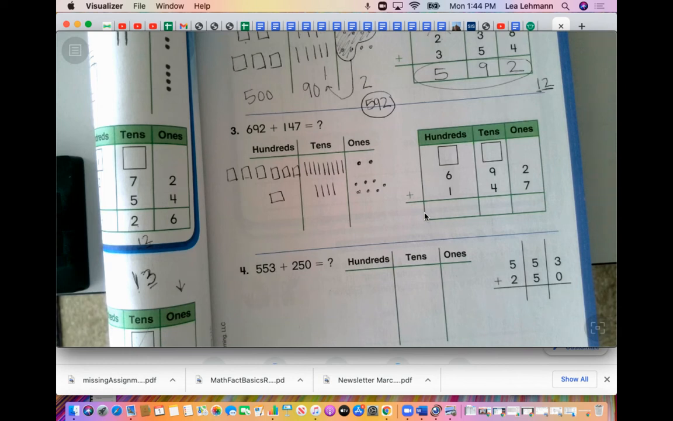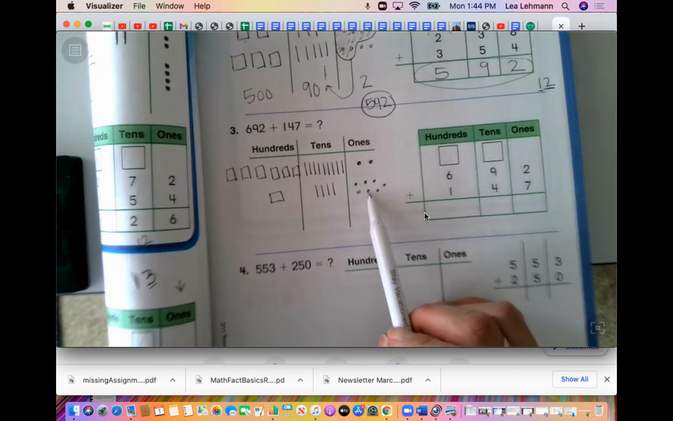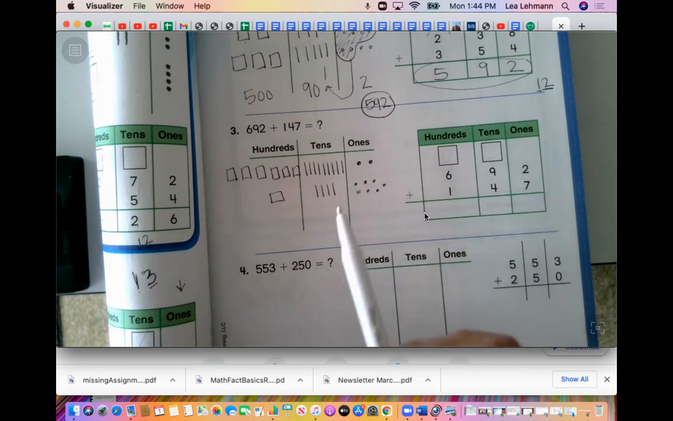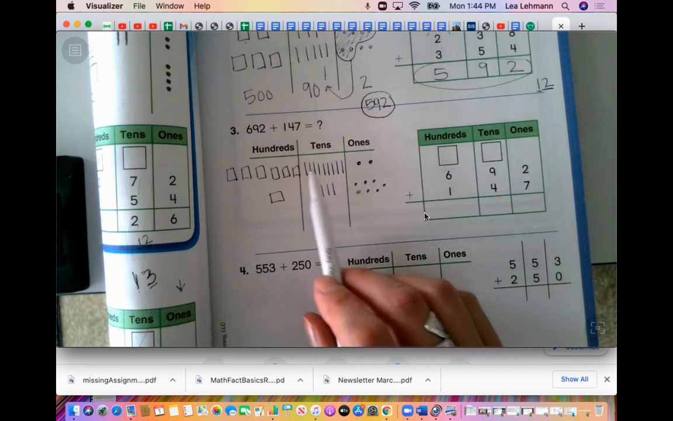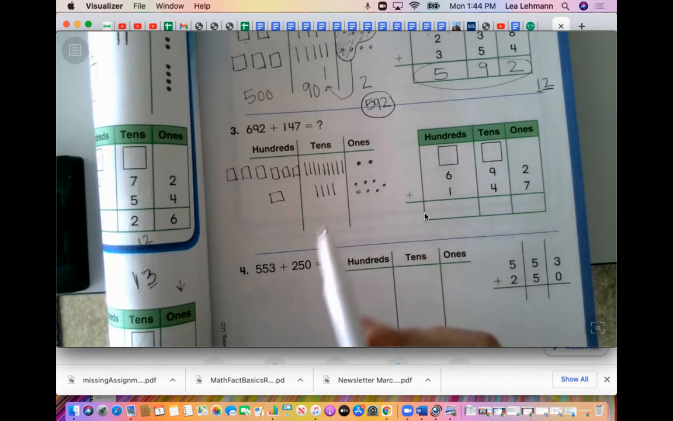Okay. Now, look at any of these. Can I regroup any of these? Yes. Let's see. I've got 1, 2, 3, 4, 5, 6, 7, 8, 9. Can I regroup that? No. How about this one? 1, 2, 3, 4, 5, 6, 7, 8, 9, 10, 11, 12, 13. Yes. I could circle some of those, right?